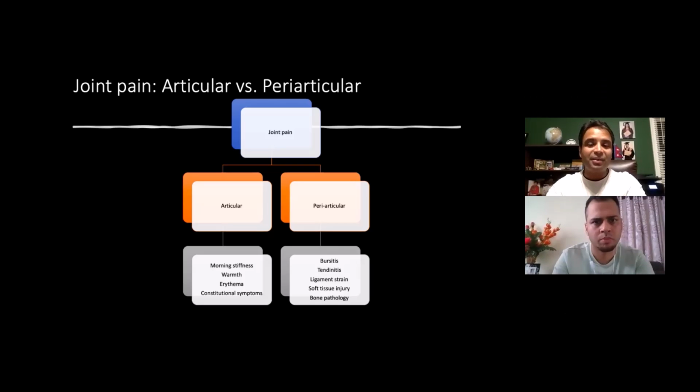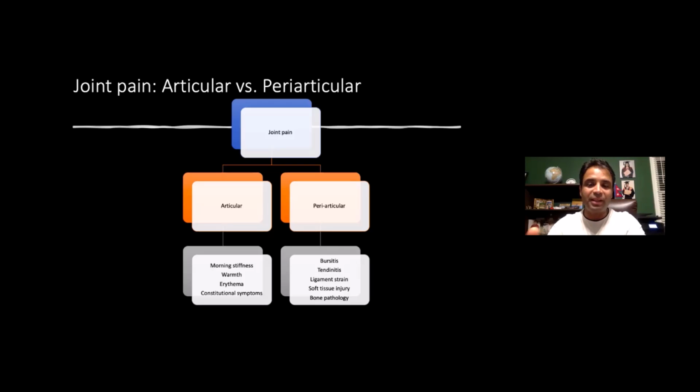Versus a periarticular pain usually is more a localized problem. It's not a systemic problem. That's why they present either with bursitis, tendinitis, or local ligamental injuries, soft tissue injury, or bone pathology. And usually they don't have a lot of extra-articular manifestations.